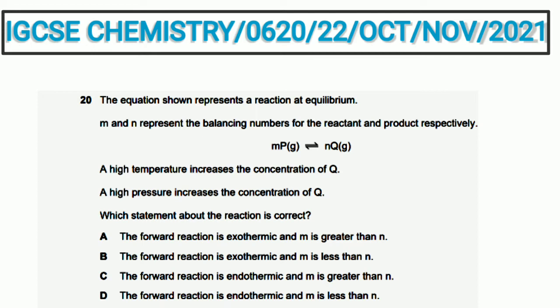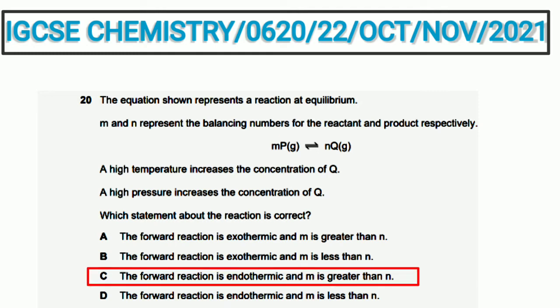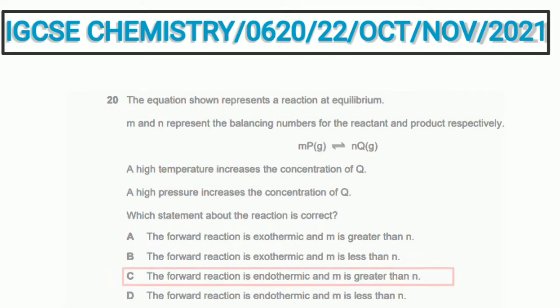That means M is greater than N. Correct answer is option C. The forward reaction is endothermic and M is greater than N.